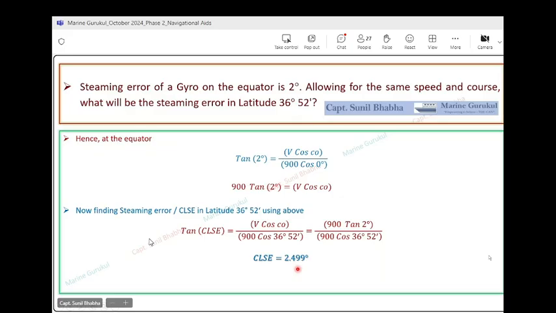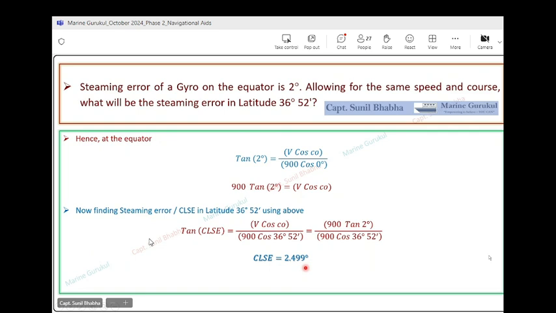Now this error could be east, this error could be west, because we are not aware of what the course is. There are both the possibilities. So depending upon what the course is, the error could change. That's why you see in the answer we have only mentioned the magnitude and not the direction.